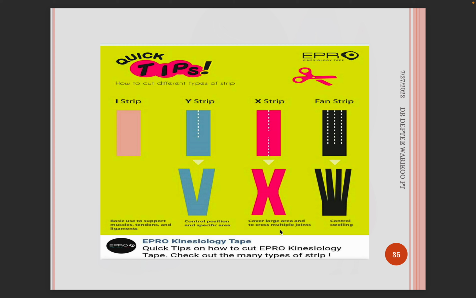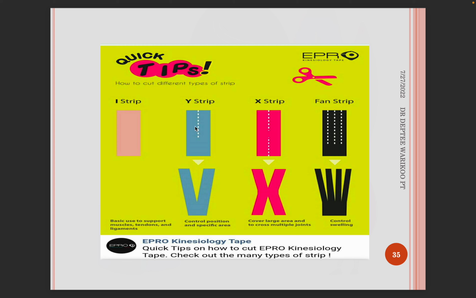First, we can have it in different patterns. First, you see here this one. This is called an I strip, where we cut the tape from one part and another part. The only thing we have to make sure is that the edges should be round. Edges should not be angular. The edges should always be round. So this is the basic one, used to support the muscles, tendons and ligaments, where we have only one proper cut strip. It is called an I strip.